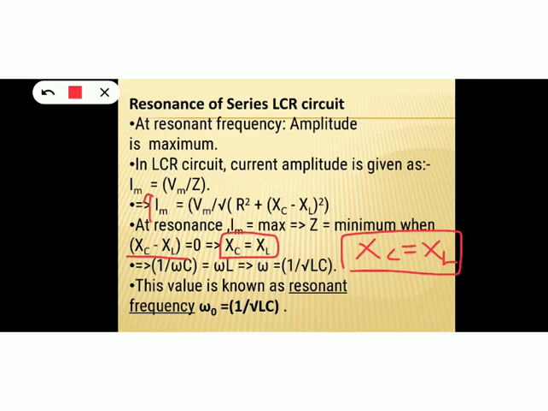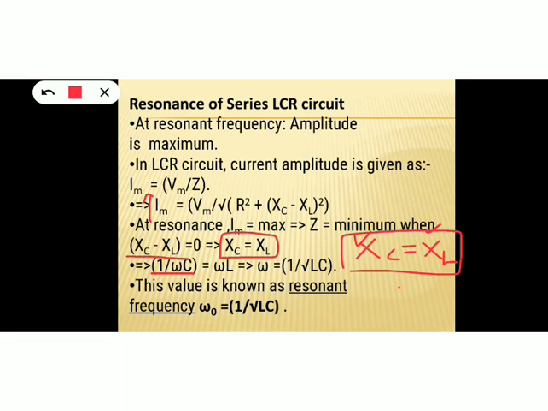So maximum amplitude means it is the resonance condition. What is the condition for resonance in an LCR series circuit? Xc is equal to XL. Now substitute the expressions for Xc and XL. What is Xc? Xc is 1 by omega C. Okay, we had studied it in the previous expression. So Xc is 1 by omega C and XL is omega L.